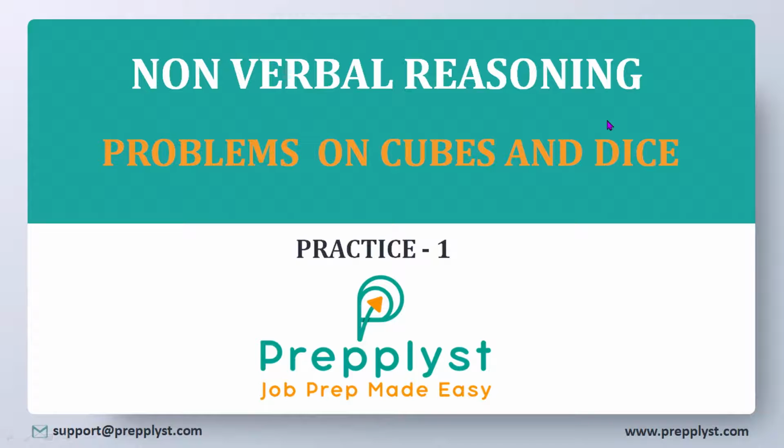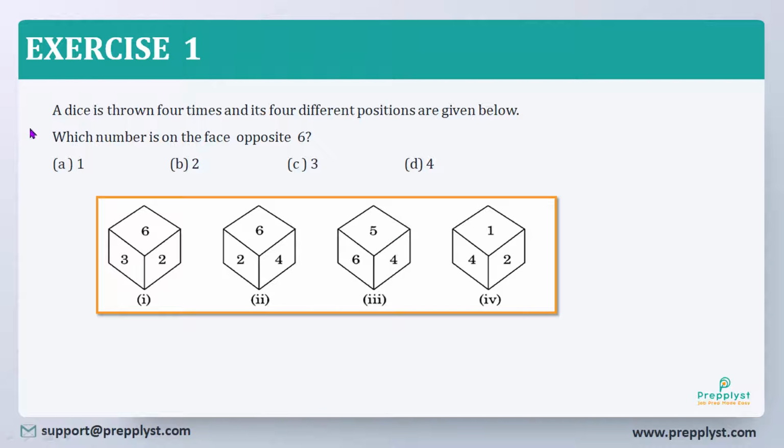In this video, we will take up some practice questions on cubes and dice in non-verbal reasoning. Let's take the first question. A dice is thrown 4 times and its 4 different positions are given below. You have to find the number which is on the face opposite 6. You can study these 4 diagrams carefully and answer the question.